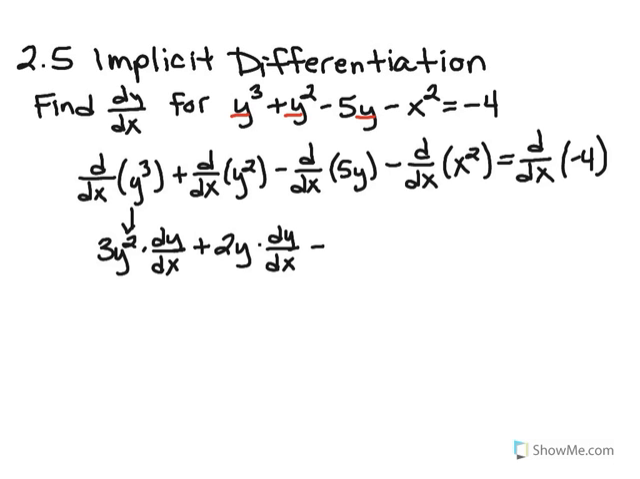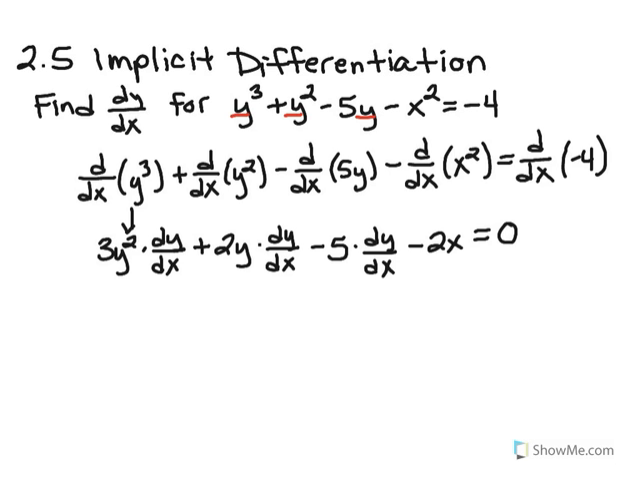Now I have to do the derivative of 5y, which is just 5, but it's with a y, so I need to add on a dy/dx. And I get to a part where I am in terms of x. The derivative of x squared is simply 2x, and I don't have to add anything onto it, which is really nice. And then the derivative of a constant is 0.